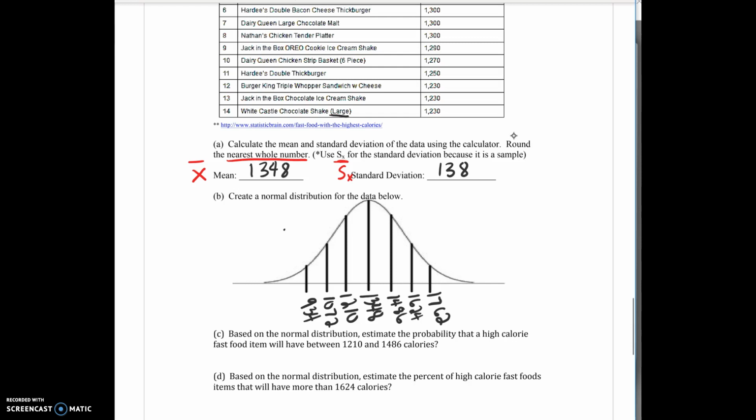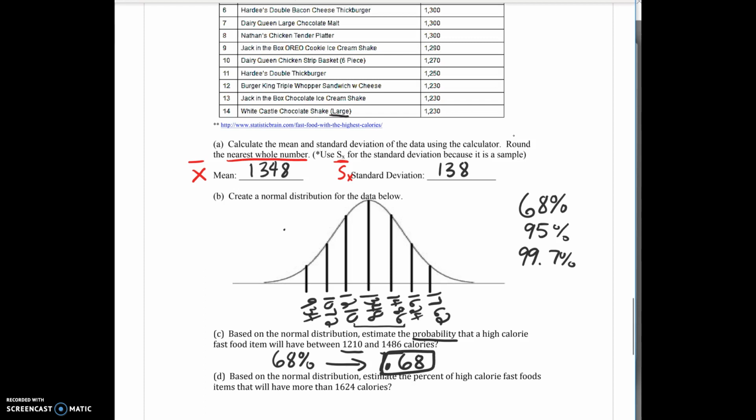And then the first question, here's where you can tell if you made a mistake and you didn't check. These numbers should match up with the numbers you have on your distribution. Based on the normal distribution, estimate the probability that a high-calorie fast food item will have between 1210 and 1486. So we're either using the 68, 95, 99.7 breakdown, or we're using our smaller breakdowns inside. Since these are exactly 1 standard deviation away to the left and right, this would be 68%, but it does ask for probability, so you want to turn that into 0.68.